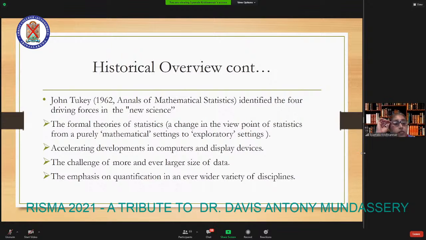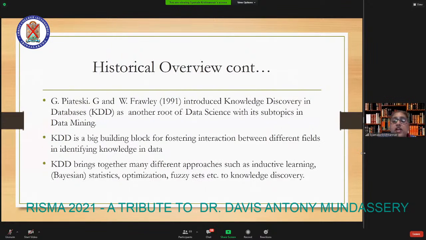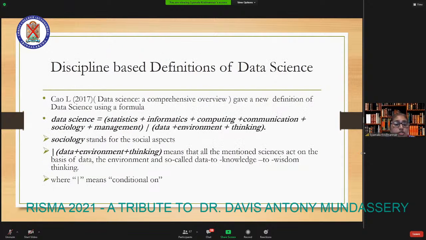In 1991, Piatetsky-Shapiro and Frawley introduced knowledge discovery in databases, called KDD. That's another root of data science, with its subtopics in data mining. KDD is a big building block for fostering interaction between different fields in identifying knowledge in data. KDD also brings together many different approaches, such as inductive learning, Bayesian statistics, optimization, and fuzzy sets, to knowledge discovery. So that was another root for data science, and it happened in 1991. Then recently, Keogh gave a new definition of data science using the following formula.